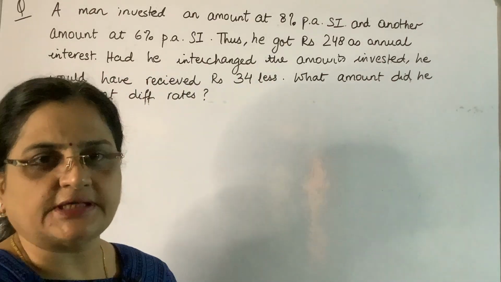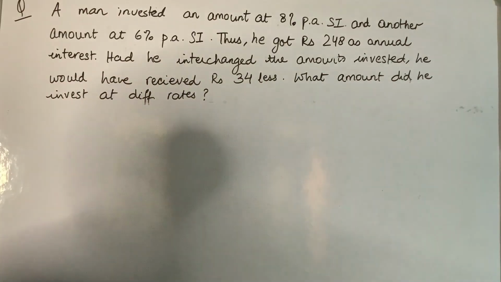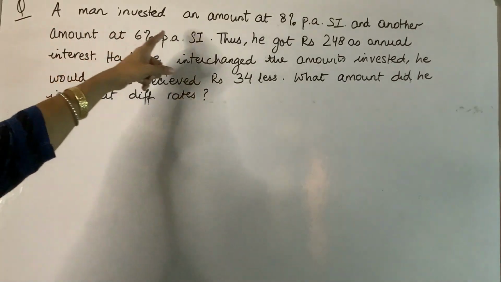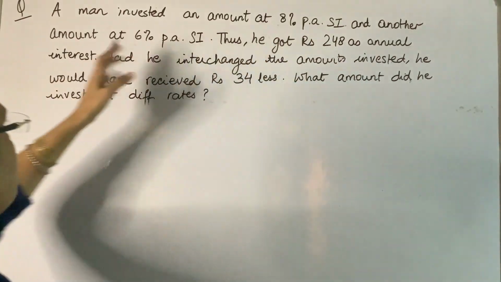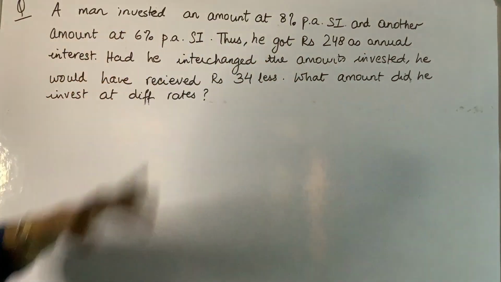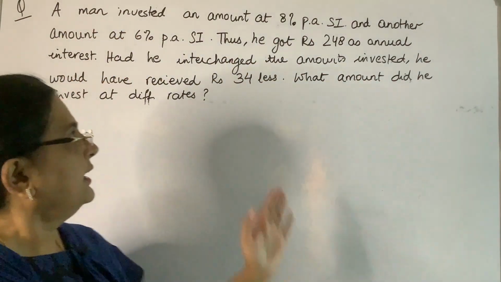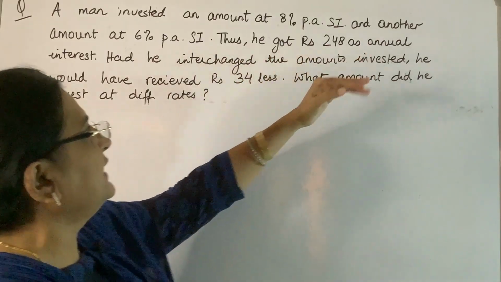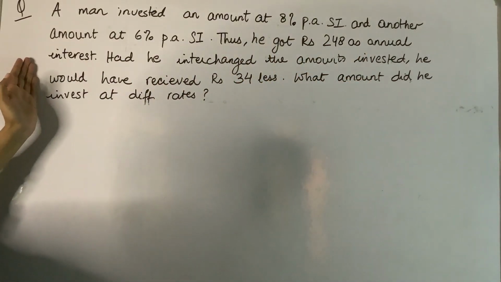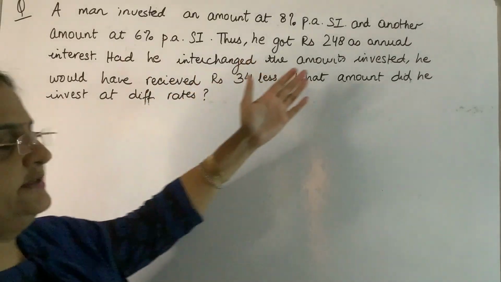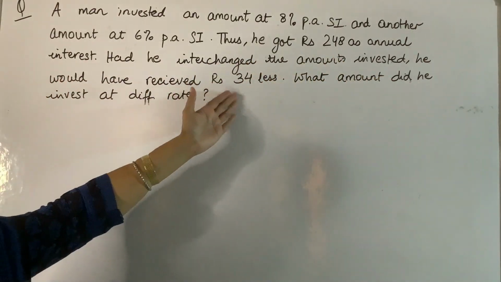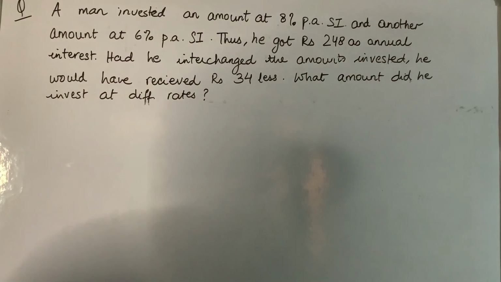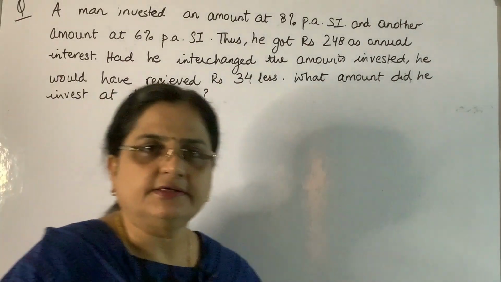So let us start the first problem. The first problem says a man invested an amount at 8% per annum simple interest and another amount at 6% per annum simple interest. He got rupees 248 as the annual interest. Had he interchanged the amounts invested, he would have received rupees 34 less. So what is the amount he invested at different rates?